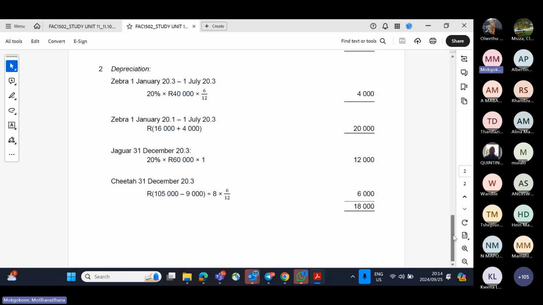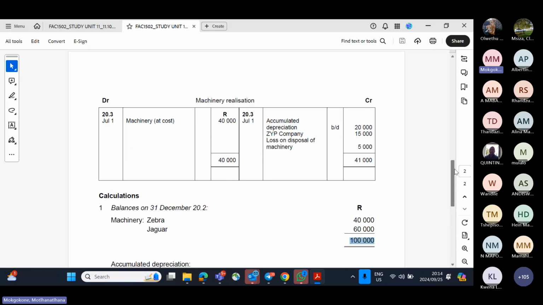I don't know whether there are any questions. I think we've covered them all, because they must go and revise. If they want to do the realization account, they must revise the steps. I think there are 6 steps. If you follow the steps, the realization account is not difficult. The steps are given under study unit 11.